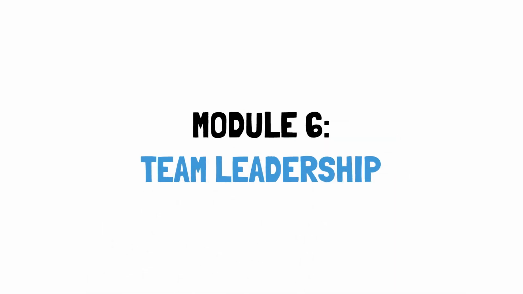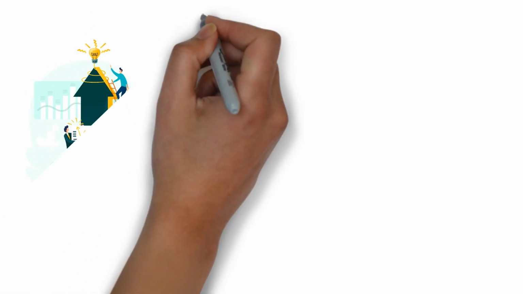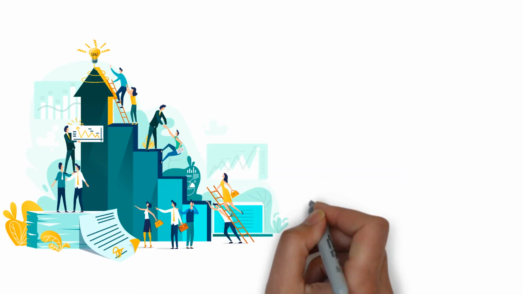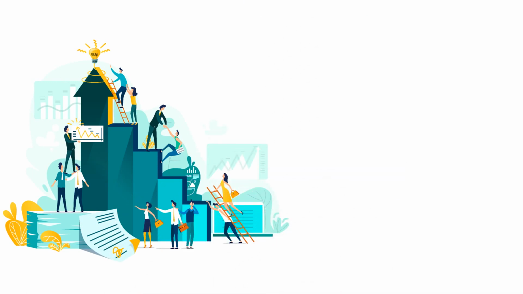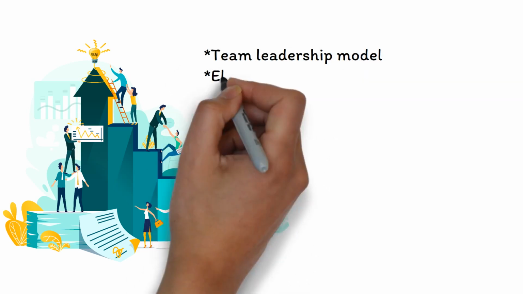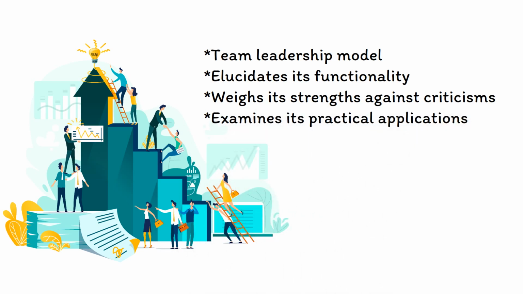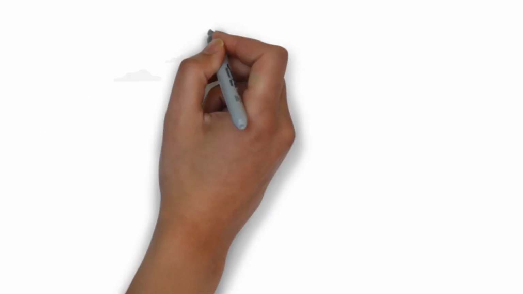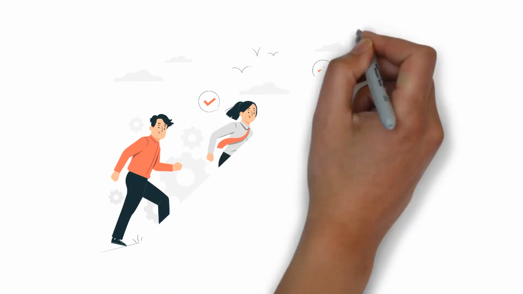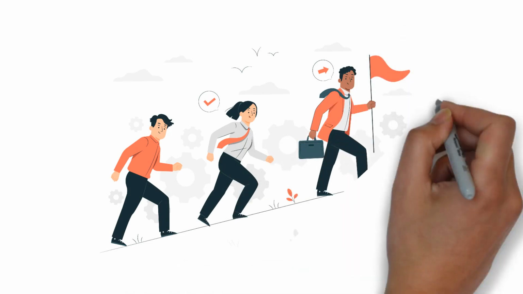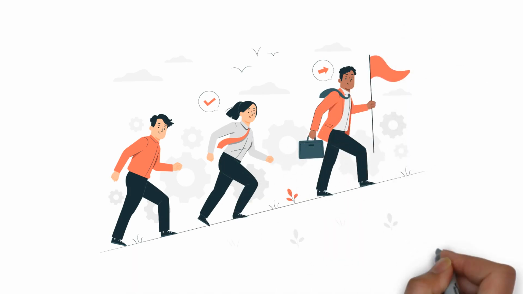Module 6, Team Leadership. In the vibrant landscape of organizational management, team leadership stands out as a model that emphasizes the dynamic interaction between leaders and their teams. This chapter delves into the team leadership model, elucidates its functionality, weighs its strengths against criticisms, and examines its practical applications. The team leadership model advocates for a leader's active engagement in steering the team towards its goals while navigating the complex interplay of individual roles, relationships, and the broader organizational context.